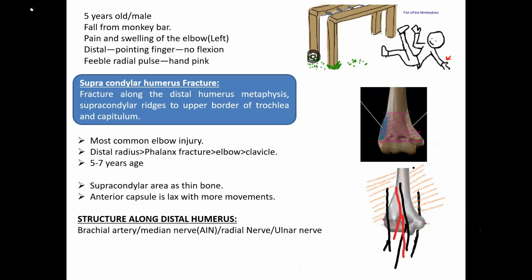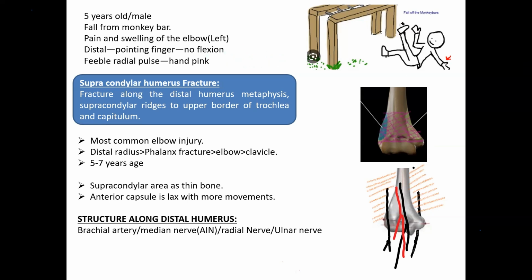So in this patient, as I told you, in clinical examination there is some problem with the flexion at the pointing finger. This directs you towards a median nerve injury. And there is a feeble pulse, meaning there is some problem with the brachial artery. So this is not a simple fracture. There is a fracture along with compression or involvement of the nerve and also involvement of the vascular tissue. So it's a supracondylar humerus fracture.